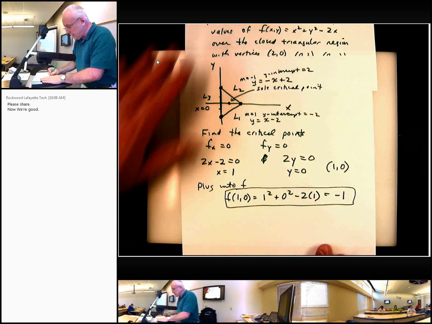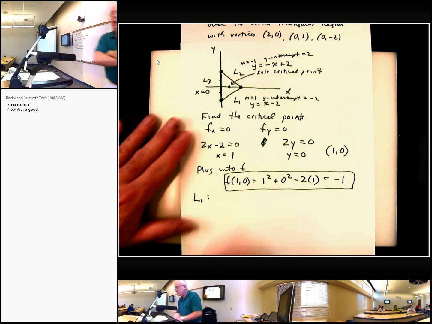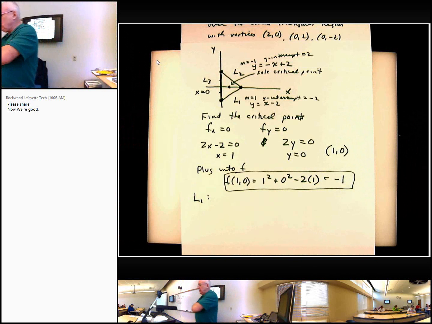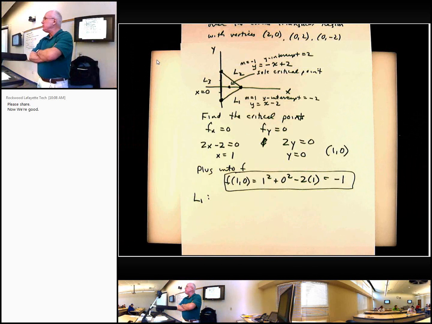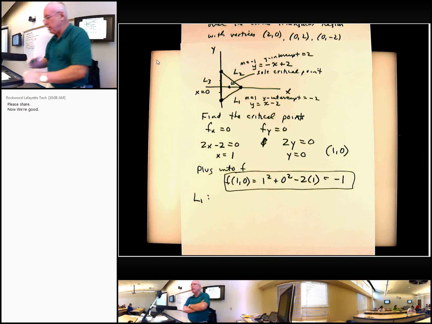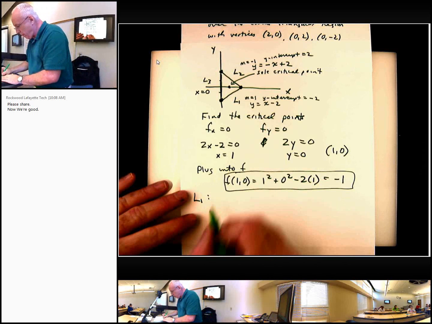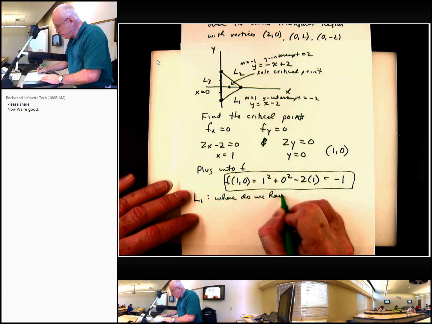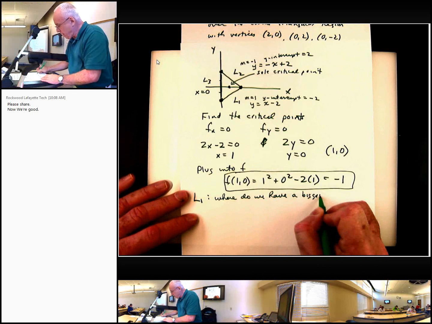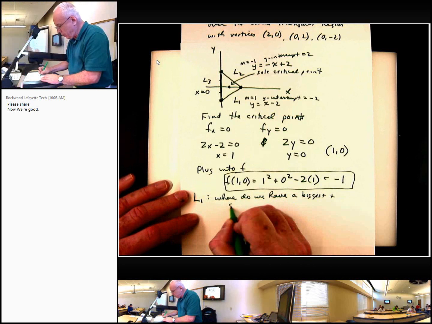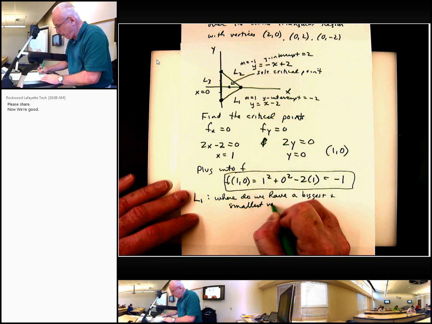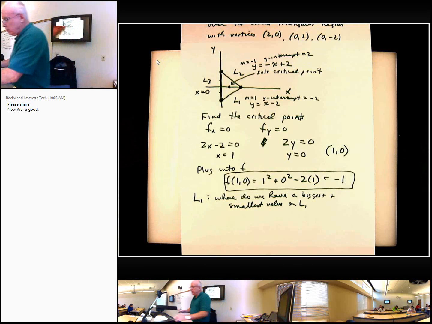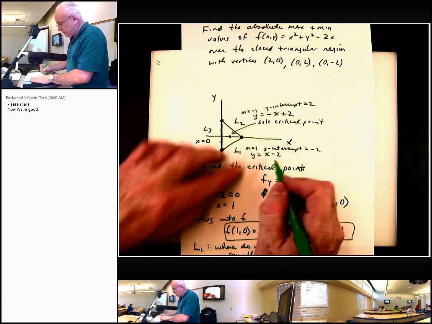Now let's start with L1 here. What we need to find out here is where do we have the biggest and the smallest value on L1? Now with L1, we found out that y is equal to x minus 2.